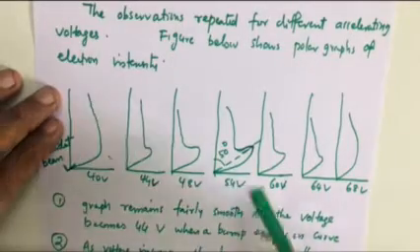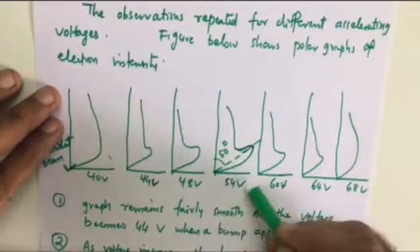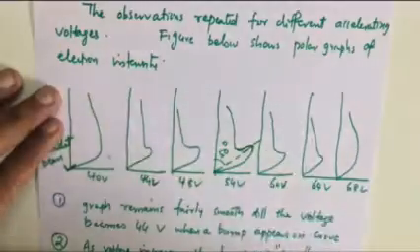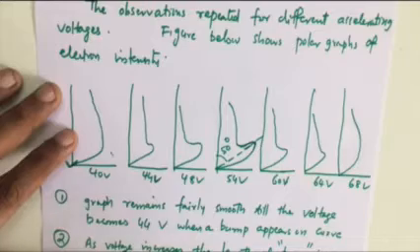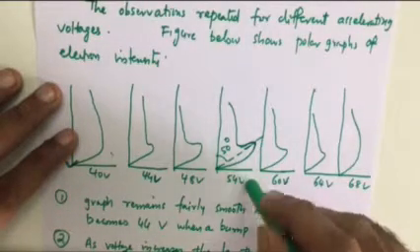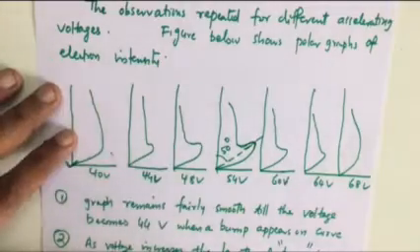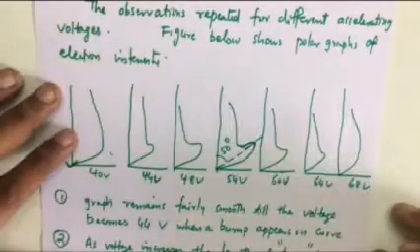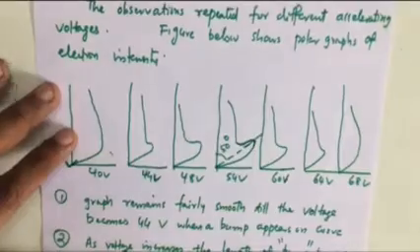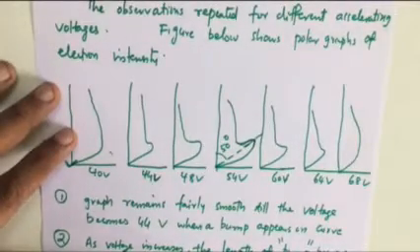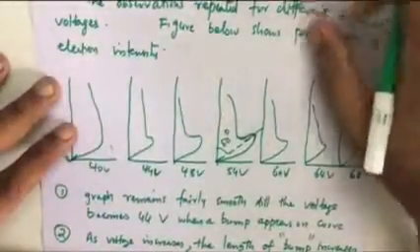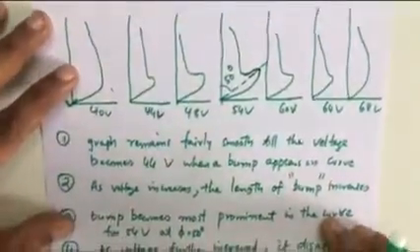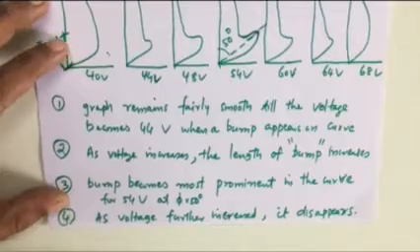And at an accelerating voltage of 54 volt and an angle of 50 degree, the bump becomes most prominent in the curve. And as voltage is further increased, the bump completely disappears.